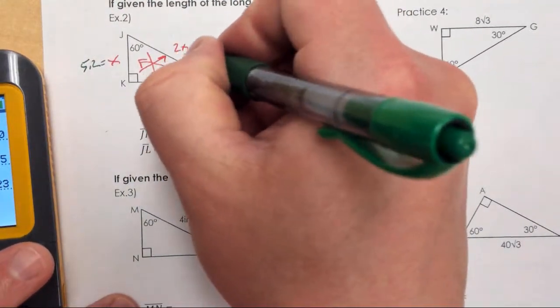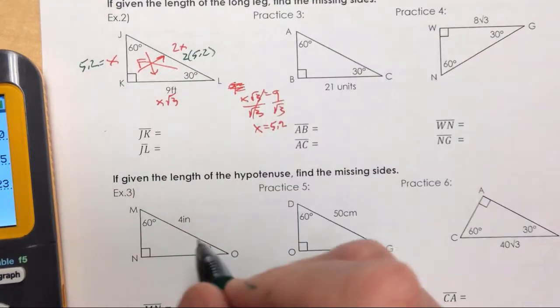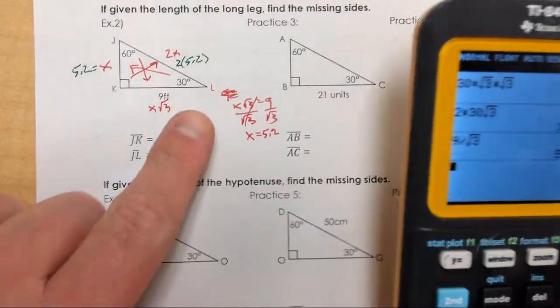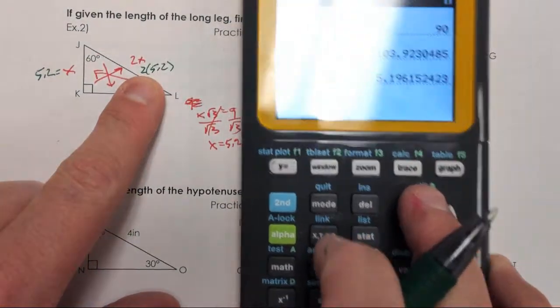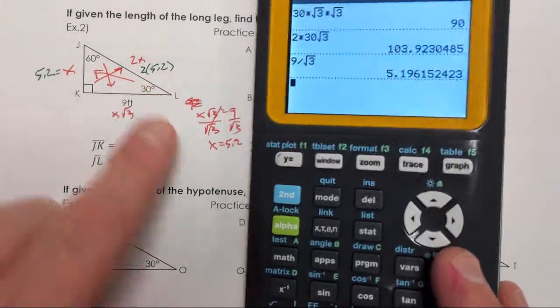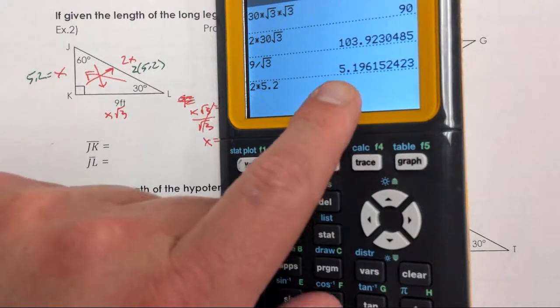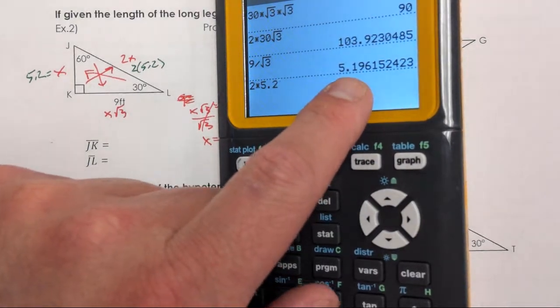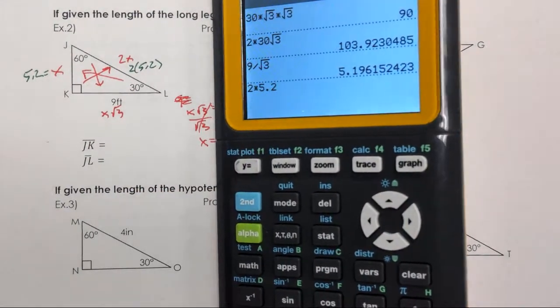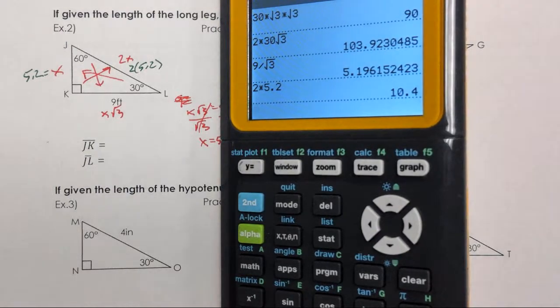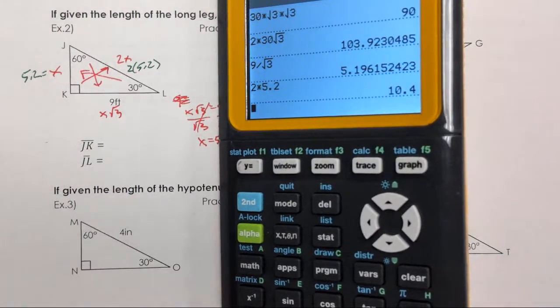Then I can now double 5.2, and that would give us the hypotenuse. So this is why you want to convert this to a decimal. It just makes multiplying to get the hypotenuse a little easier. So what's 2 times 5.2? If you want to, you could leave it as just 5.196 and multiply that by 2 and round your answer. But I'm going to round it, and then I'm going to double it. So I get 10.4.